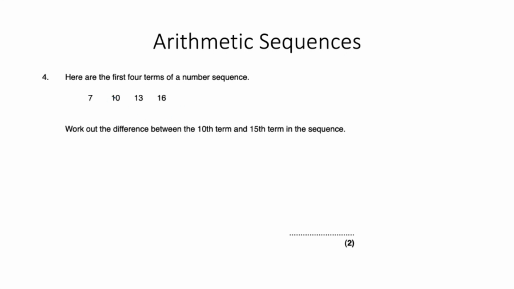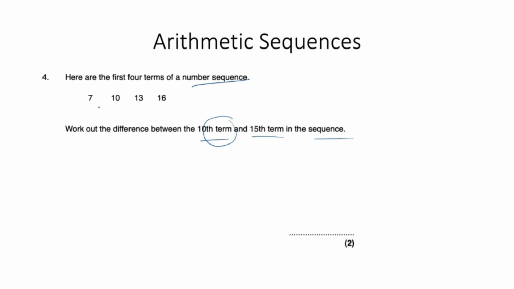Alright, another question. So here are the first 4 terms of a number sequence: 7, 10, 13, 16. Work out the difference between the 10th term and the 15th term in the sequence. So there are 2 ways of doing this. You either find the nth term straight away, or you write the sequence all the way up to the 10th term and the 15th term, and you find the difference.